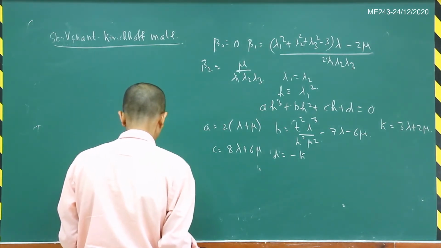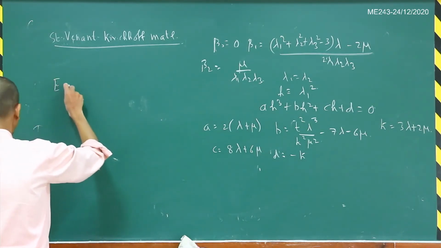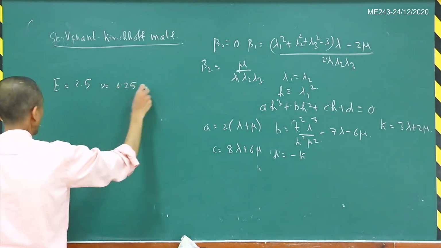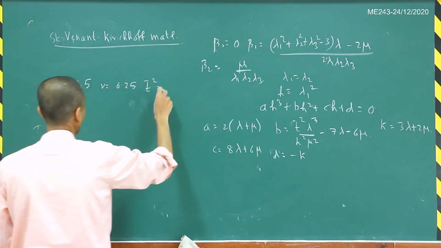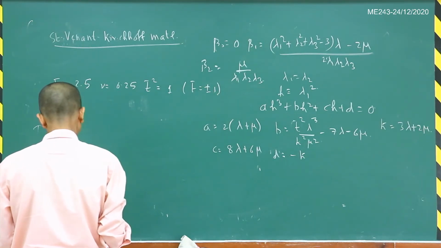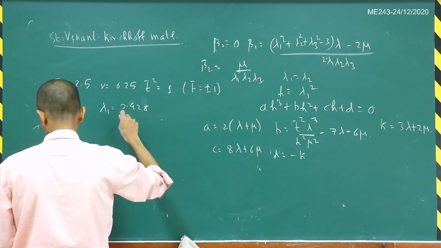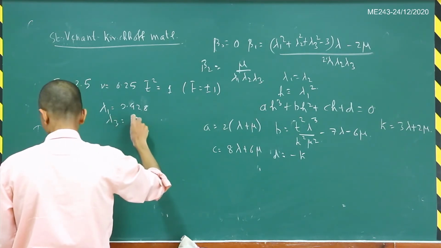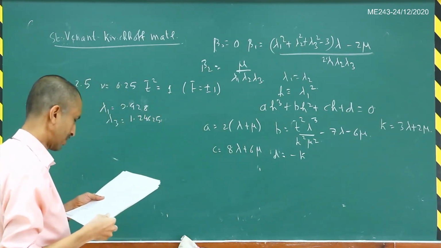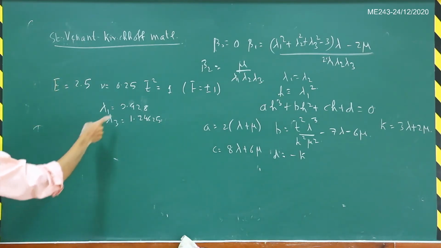So let us solve one or two cases here. For E equal to 2.5, mu is equal to 0.25, and T bar square is equal to 1. That means T bar is equal to plus or minus 1. Then we will get only one solution: lambda 1 is equal to 0.928, and lambda 3 is equal to 1.24625. So for T bar equal to plus 1, you get a solution for extension, but there is no solution for compression.